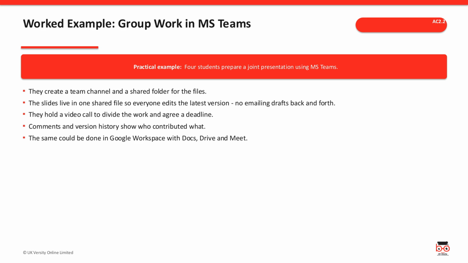Here's how a group might actually use it. Picture 4 students preparing a joint presentation in Microsoft Teams. They set up a team channel and a shared folder, keep the slides in one shared file so everyone's always editing the latest version, and hold a video call to divide the work and agree a deadline. No emailing drafts back and forth, and the comments and version history show exactly who did what. You could run the same play in Google Workspace with Docs, Drive, and Meet.